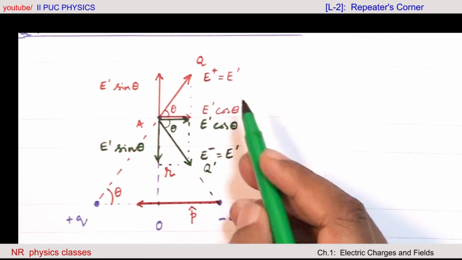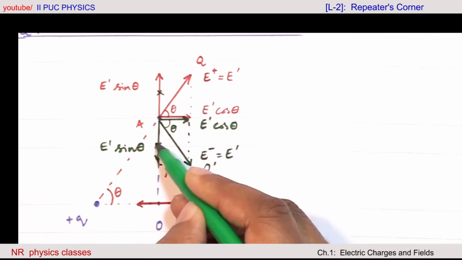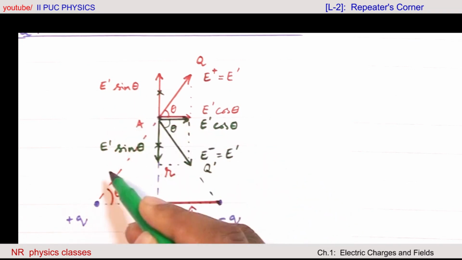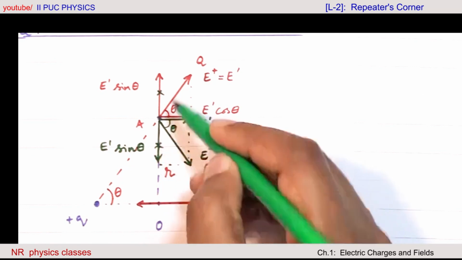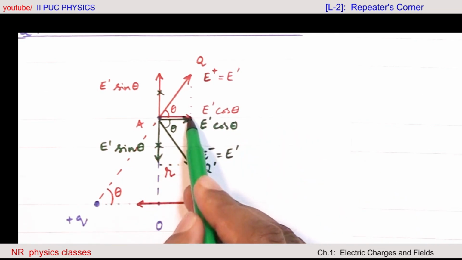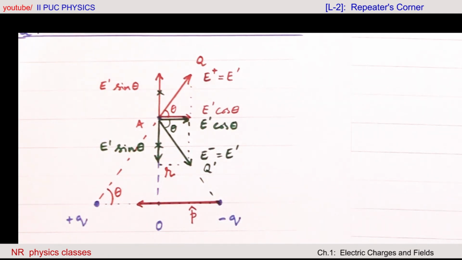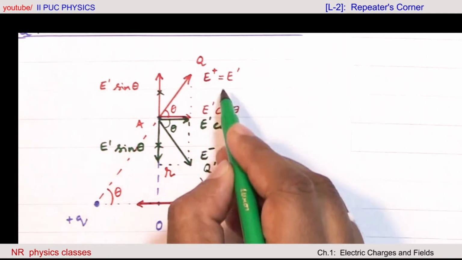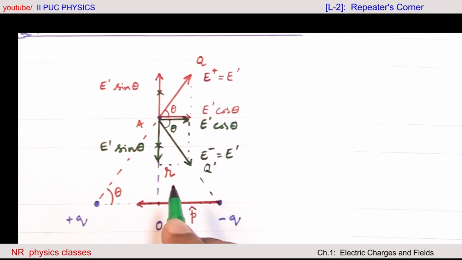If you carefully observe, these two components, E dash sin theta, are equal and opposite in direction. The resultant is 0. And these two are added because they are in the same direction. With little practice, you can mention all of them clearly. Of course, practice is required.